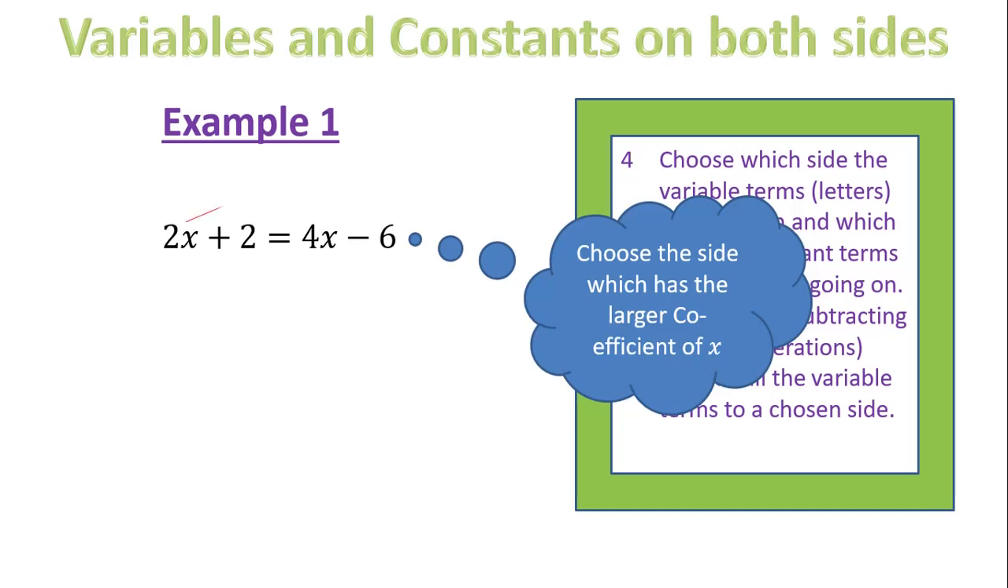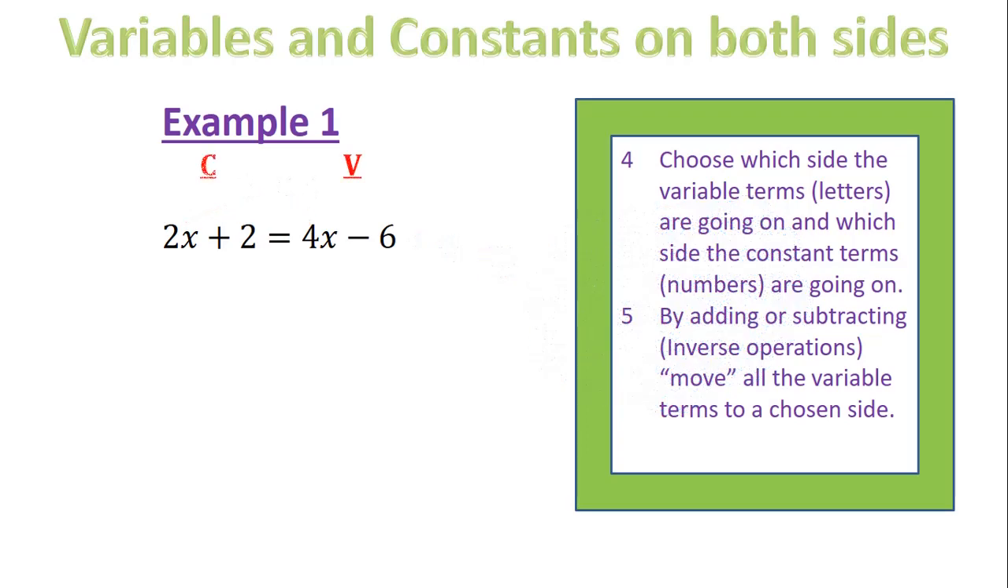So let's look at it a bit closely. On my left hand side, the coefficient of x is 2. On the right hand side, my coefficient of x is 4. Therefore, because 4 is bigger than 2, my variables are going to go on the right and my constants are going to go on the left. Step 4, done. Step 5, by adding or subtracting, move all the variable terms to a chosen side.